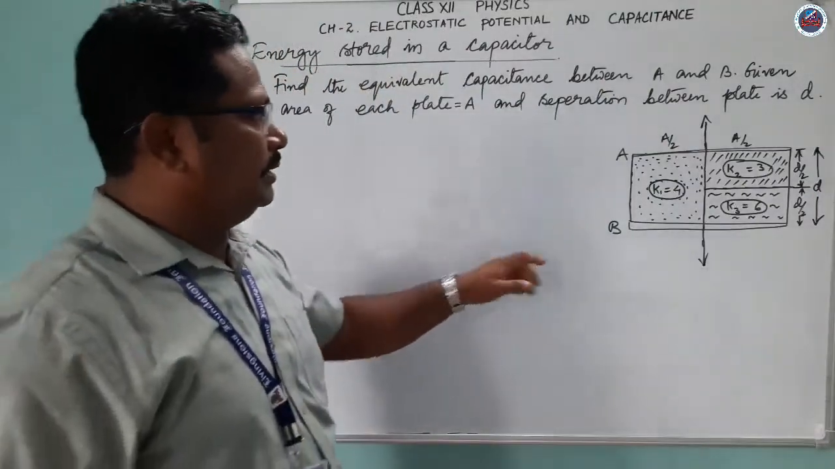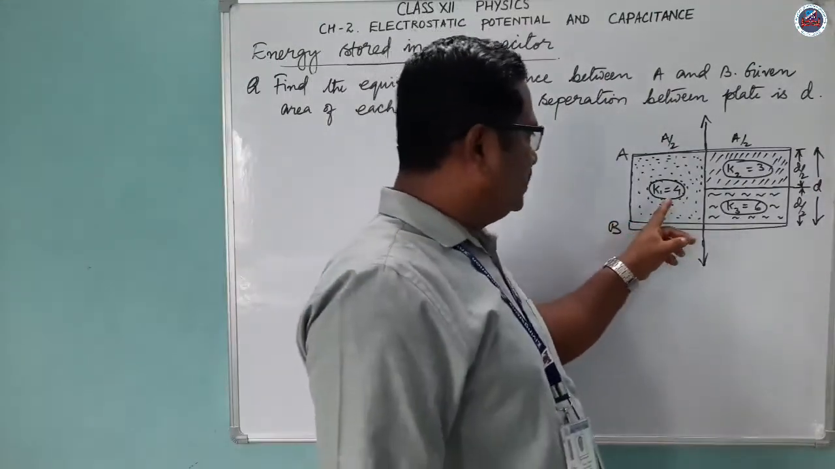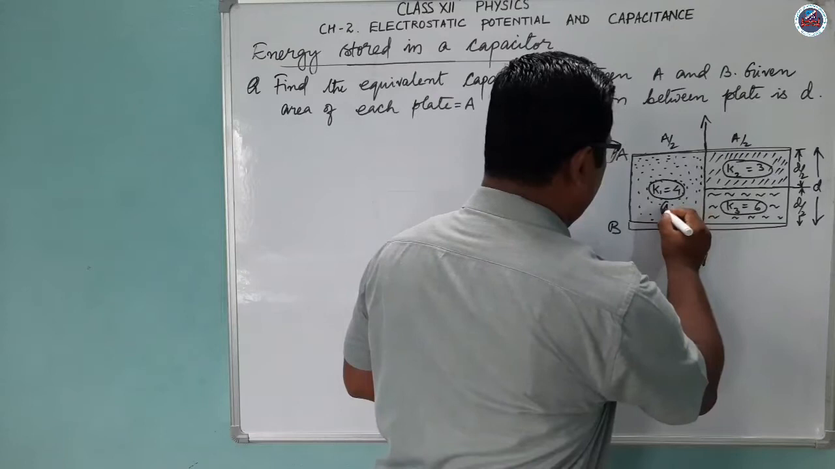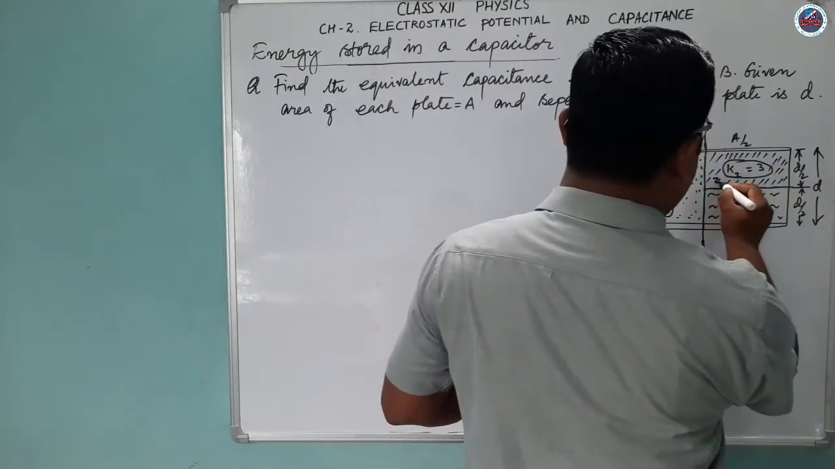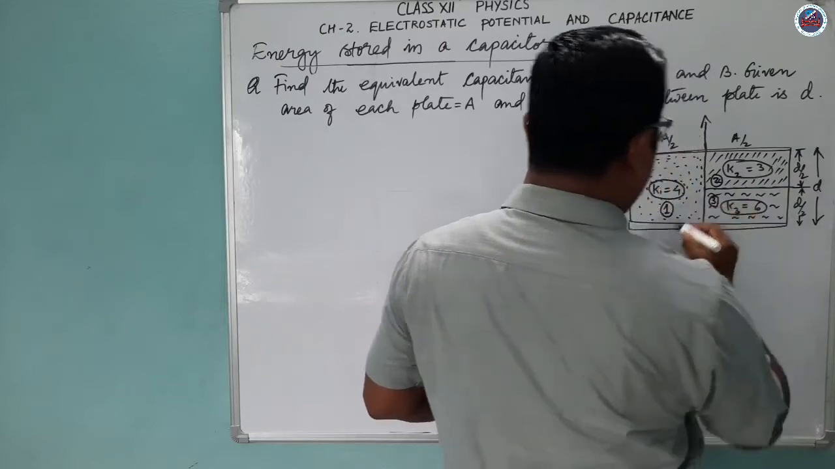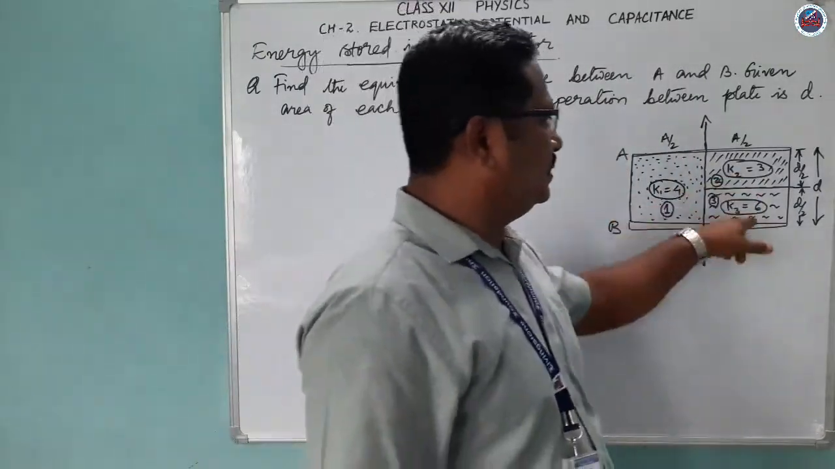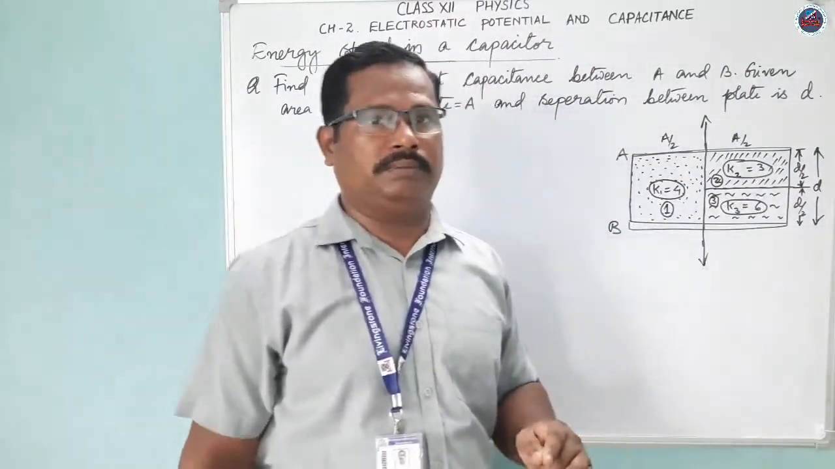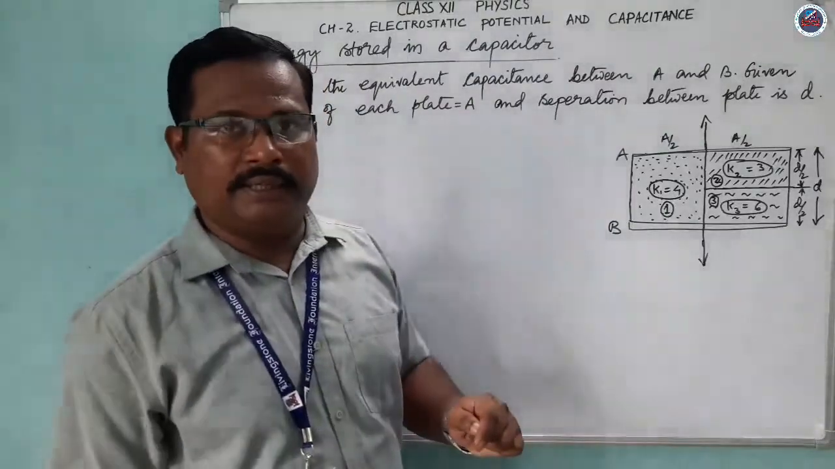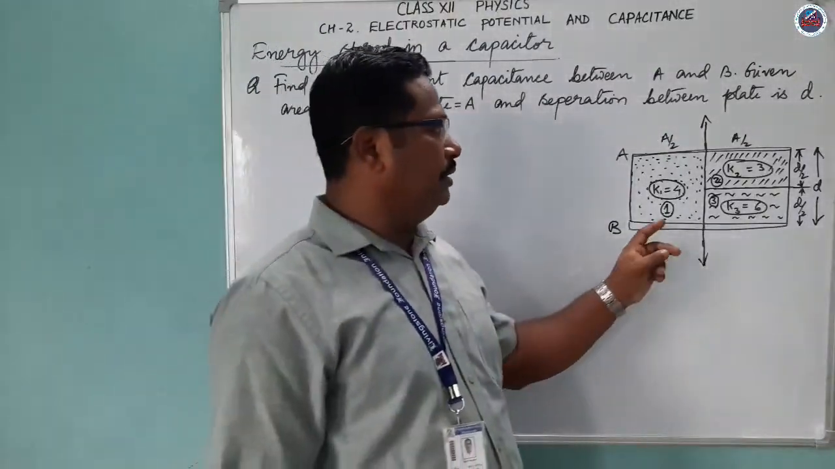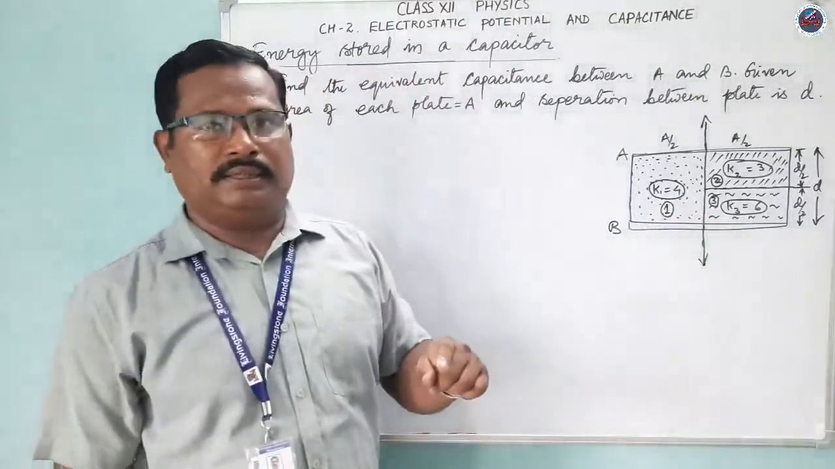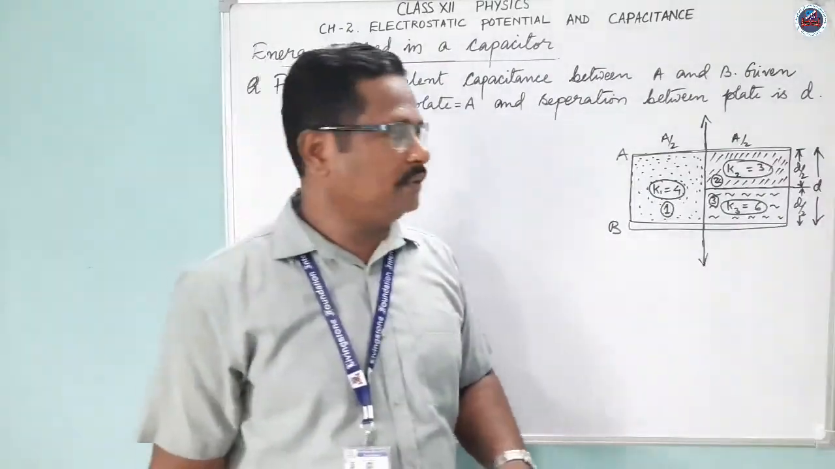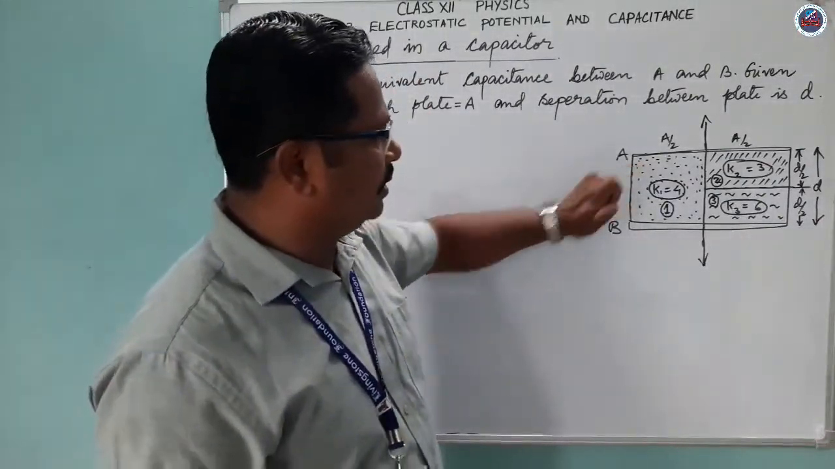So what you have to do is find out the capacitance in region 1, in region 2, and in region 3. Accordingly, if they are in series, then we will use the series combination formula 1 by Cs equal to 1 by C1 plus 1 by C2 to find the equivalent capacitance. And if they are in parallel, then we will use the resultant capacitance in parallel as C1 plus C2. So before that, first of all, we have to find the capacitance in region 1.